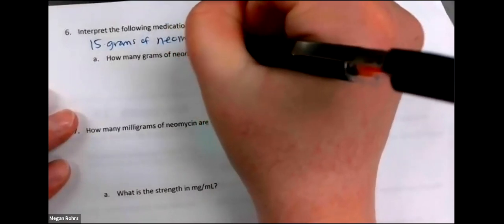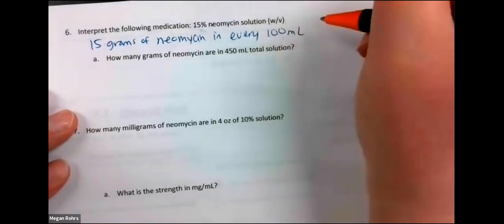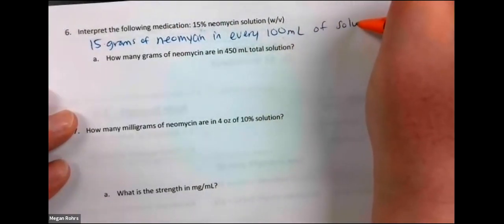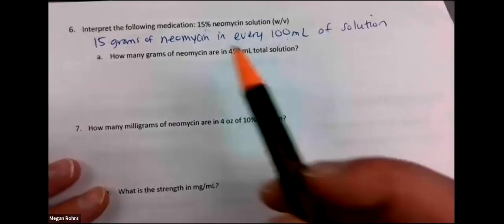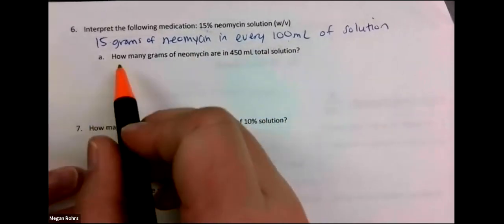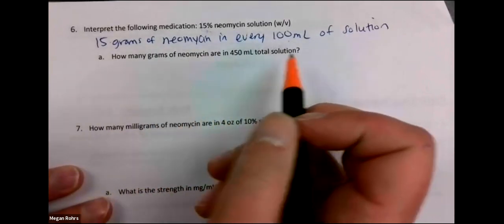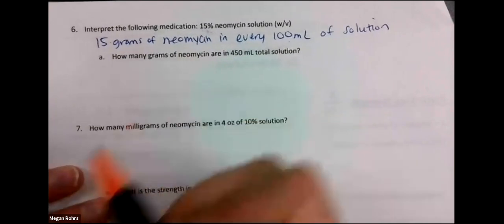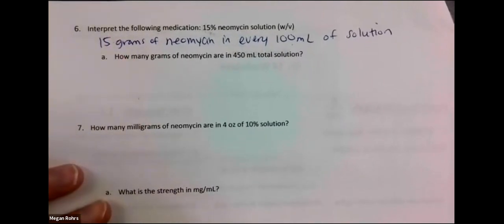So we have 15 grams of neomycin in every 100 milliliters of solution. So that's what I want you to do for the first part on each question on practice problems B. Now the question says, how many grams of neomycin are in 450 mils of solution? Well, you should be able to solve that based on the two examples that we've gone through so far. So go ahead and solve 6A now.